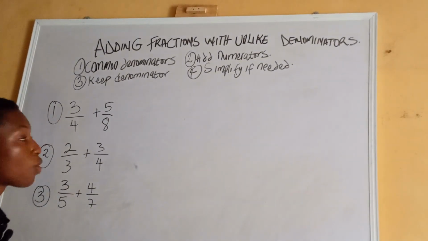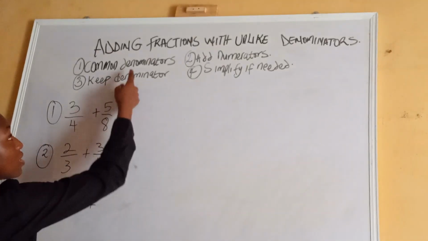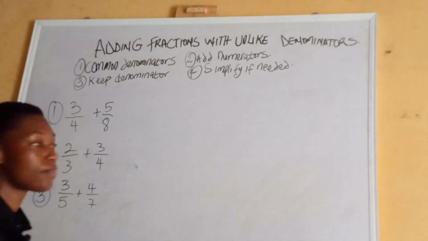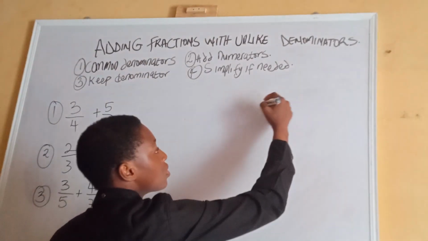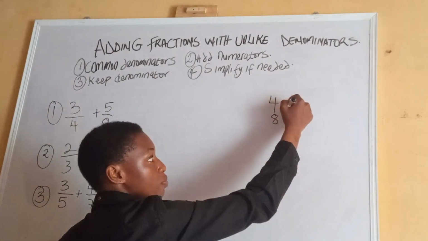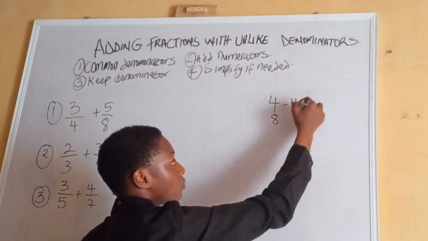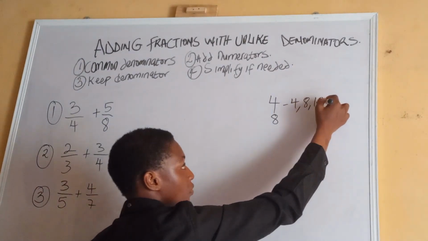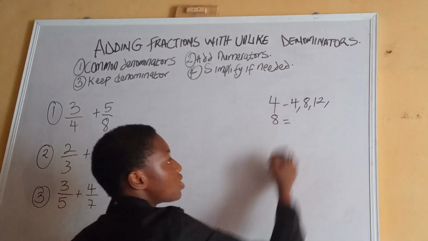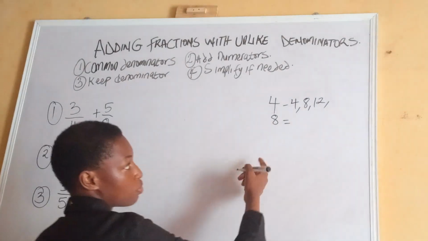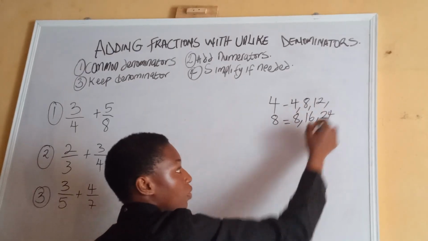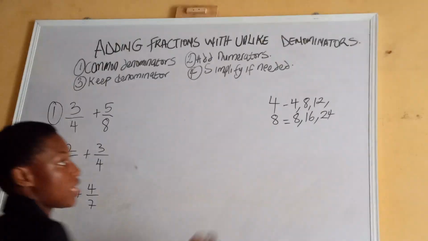3/4 plus 5/8. Because we want to find the common denominator, we are going to find the LCM of 4 and 8. The multiples of 4 are 4, 8, 12. For the multiples of 8, you have 8, 16, 24. The lowest common multiple there is 8.